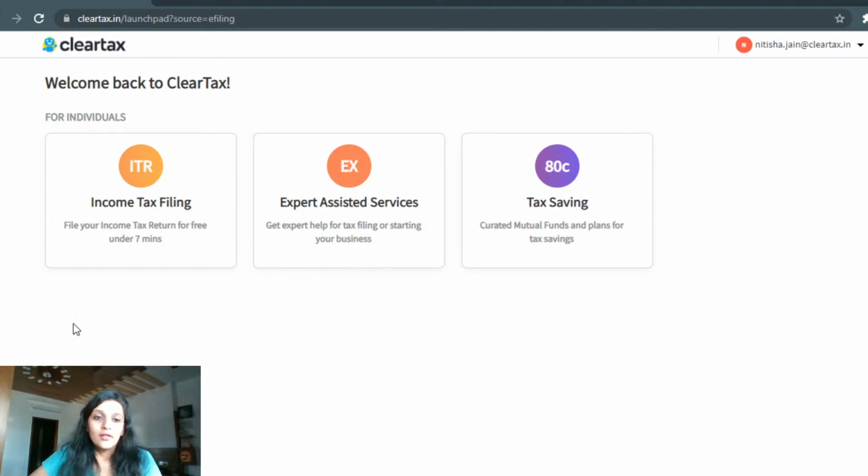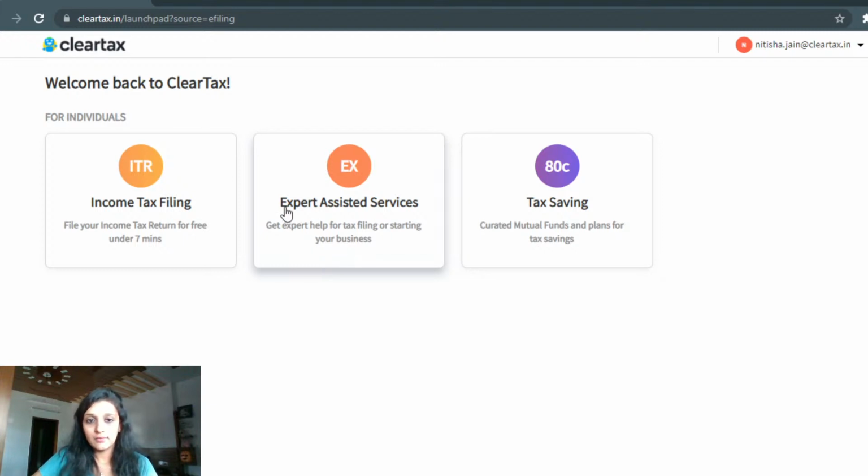Yes. So as you can see, there are three options. This one is free filing clear tax software, in which you yourself can file your ITR free of cost in a few minutes. In case you want any expert assistance services, where a CA gets assigned to your case, and you need somebody to explain what all complications you are having in your return, you want to take help.